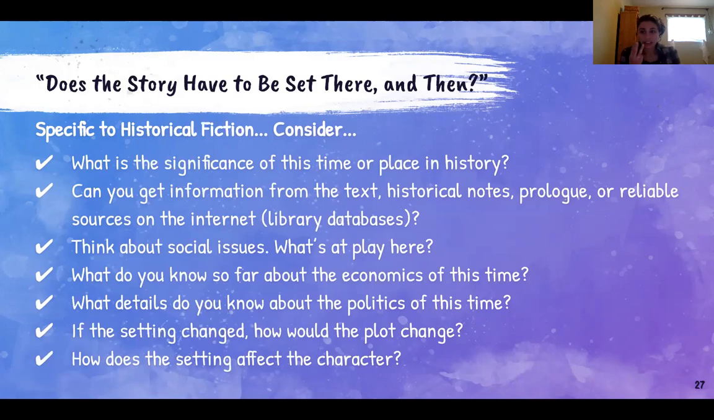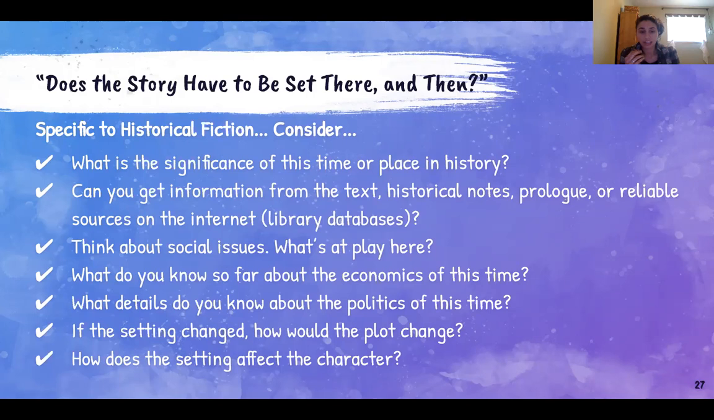Think about three areas that will really influence the story or social issues. Which ones are at play? What do you know about the economics of the time? And any details you know about the politics of the time. All of those things usually greatly influence historical fiction stories.